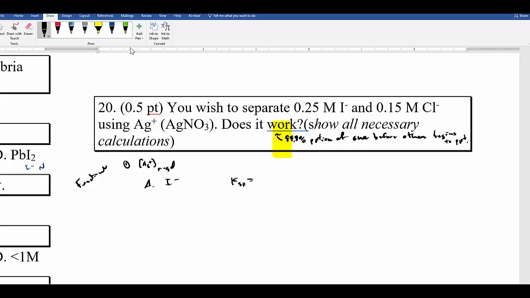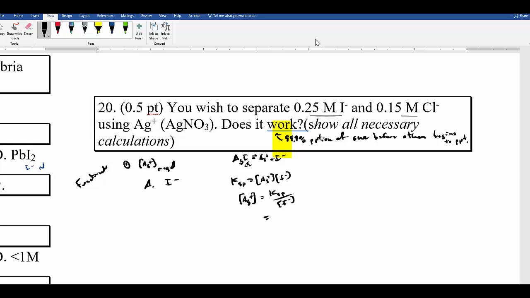So KSP for both of these is fairly simple. We have silver iodide going to silver ions and iodide. It's just 1 to 1. So this is just silver ion times the iodide concentration. The iodide and the chloride are different concentrations, so we need to calculate the silver ion required to saturate the solution, which is going to be KSP over the iodide concentration.